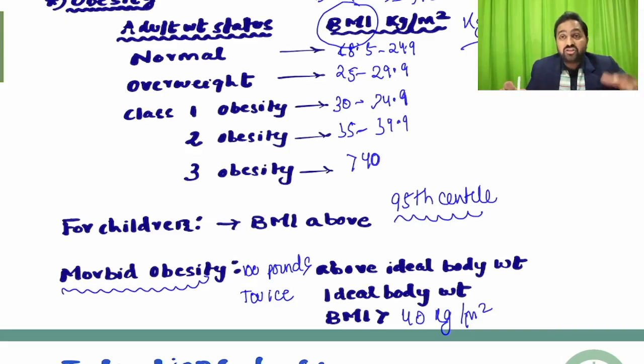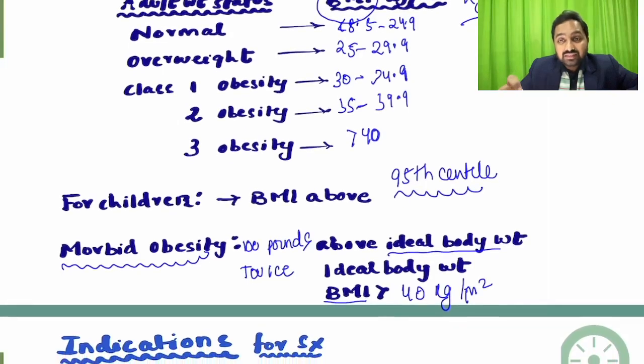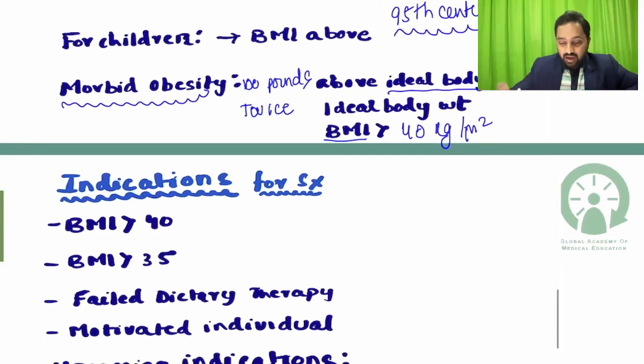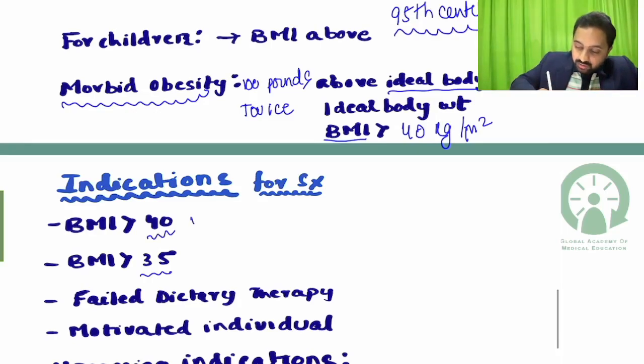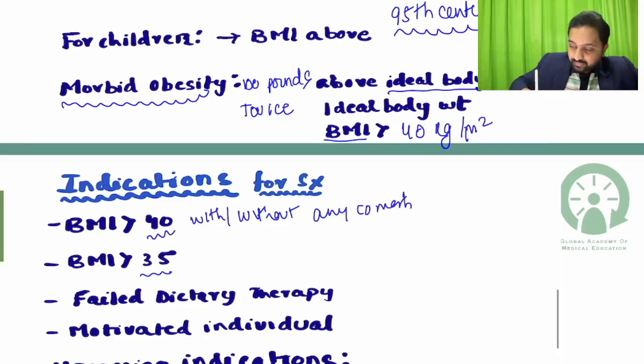So if you are asked regarding the definition, please look at these three values: 100 pounds above the ideal body weight, or twice the ideal body weight, and BMI more than 40 kg per meter square. Now what are your indications for surgery in bariatric surgery, right? So if you have BMI more than 40, right, and BMI more than 35, the catch over here is BMI more than 40 with or without any comorbidities, right? You will consider the patient for surgery.